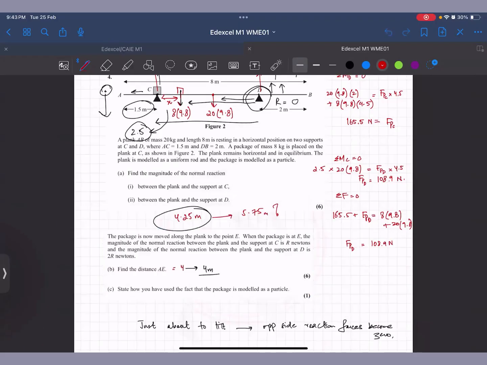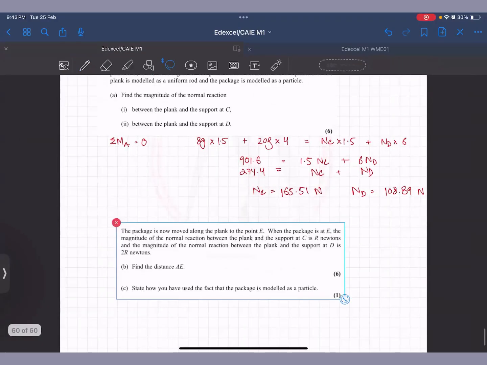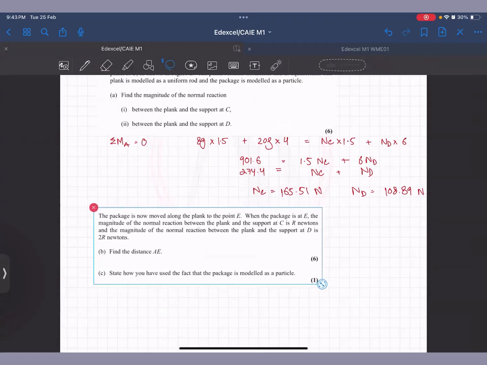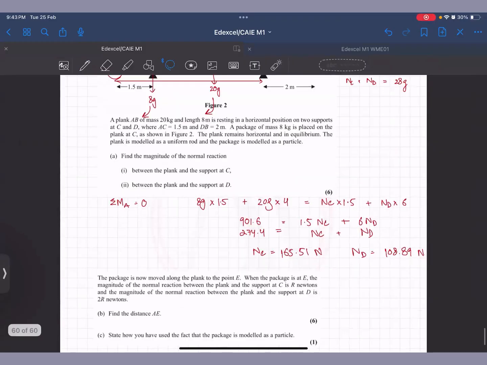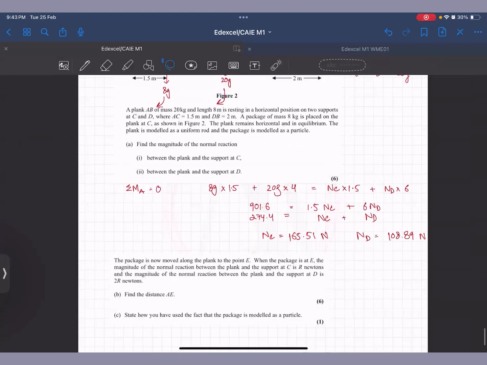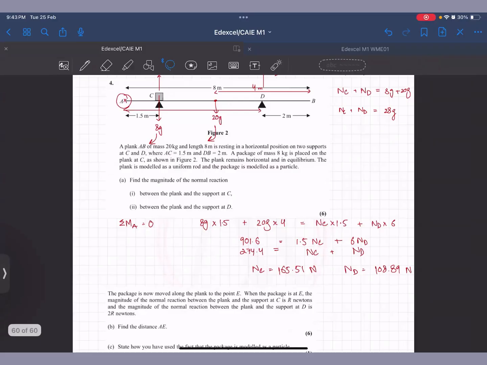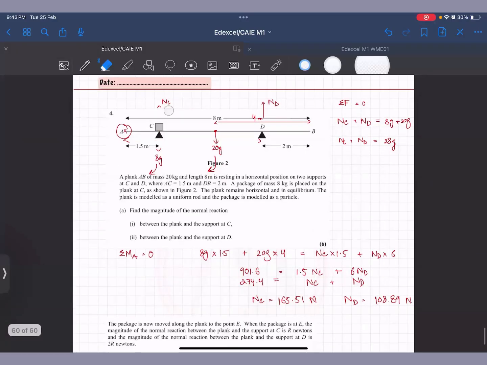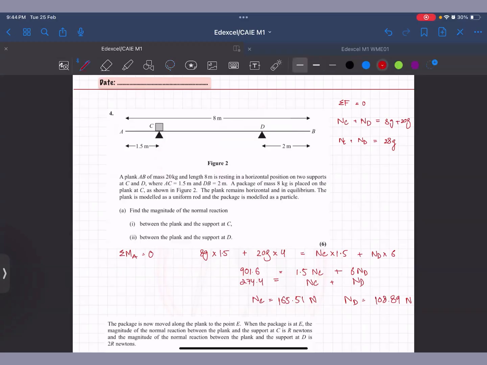Okay, let's do the second part. Maybe this part is a little bit tricky. There are some questions which are tricky, but most of the questions are very easy. The package is now moved along the plank to the point E. Let's erase all of this. There is a certain point E we don't know.